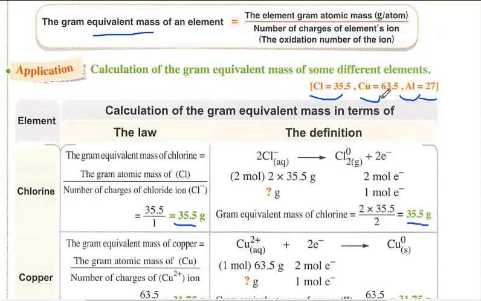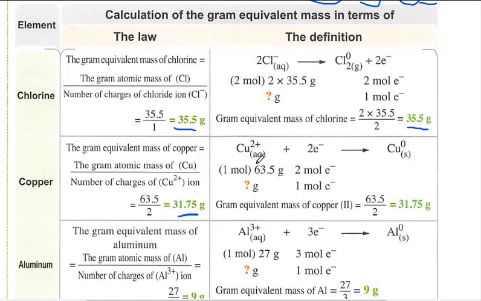Like copper, 63.5. 63.5 deals with 2 moles of electrons to be reduced at the cathode to form copper 0 solid. So this is the mass of 1 mole of copper. 63.5 deals with 2 moles of electrons. So what is the mass that deals with 1 mole of electrons? The mass which deals with 1 mole of electrons equals the equivalent mass of the element. So by cross multiplication it equals 31.75, the same by law and by definition.